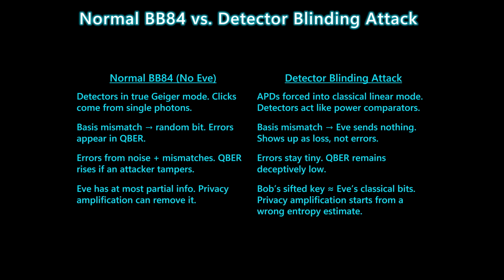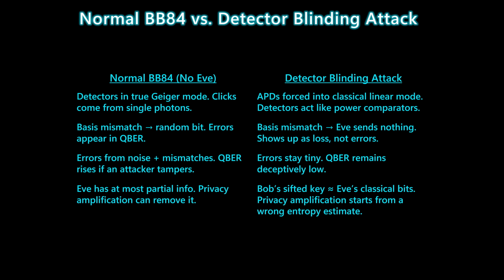This graphic compares what BB84 is supposed to look like with what actually happens under a detector blinding attack. On the left is normal BB84. Bob's detectors operate in true Geiger mode, so clicks come from single-photon avalanches. Basis mismatches create random bits, and those errors show up directly in the QBER. Noise and mismatched bases naturally produce an error rate, and if someone tampers with the channel, QBER rises. Eve can only gain partial information, and privacy amplification is designed to remove it.